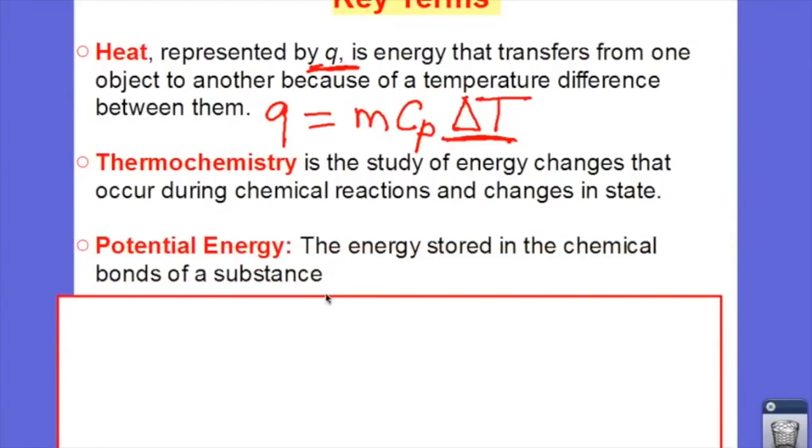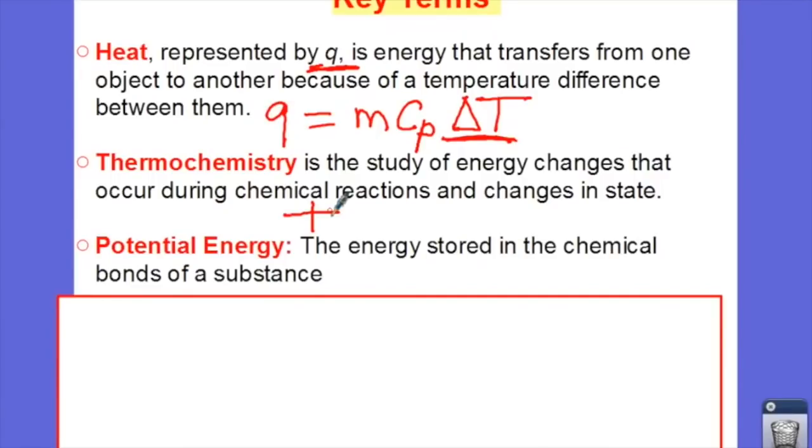Another term is thermochemistry. Thermochemistry is the study of energy changes that occur during chemical reactions and changes in state. Thermo, heat, and then chemistry, you know what it is. So let me give you two terms right now. Write down endothermic. Endo, heat is absorbed. Endothermic, heat absorption. Heat is absorbed. And for an endothermic reaction, we will use a positive heat. The heat will have a positive sign.